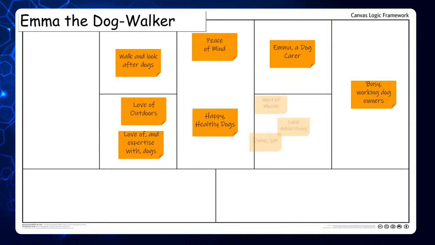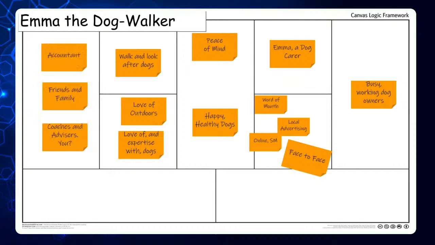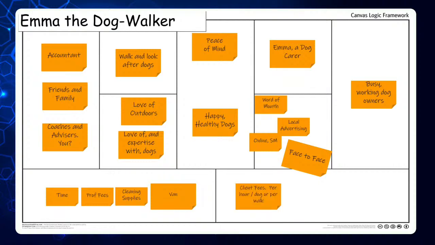You can then continue though that I make myself known through these channels, and I deliver obviously face to face. I have lots of people that help me. I have some costs, the biggest of which by far is my van, and I intend to charge per dog, per hour, per walk, whatever.